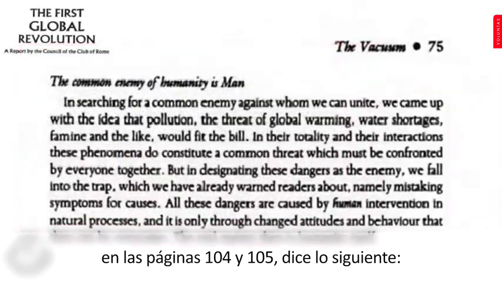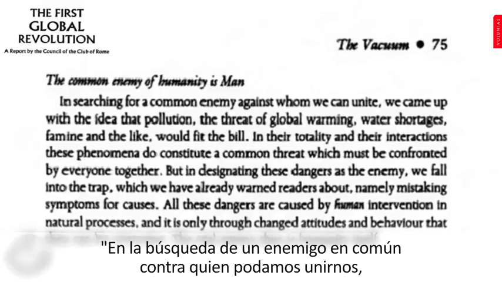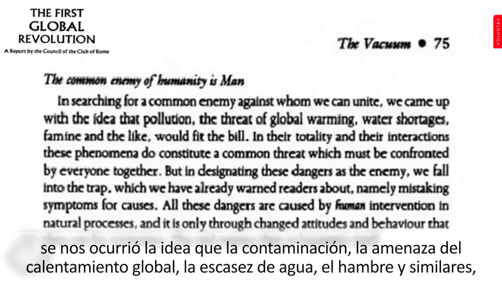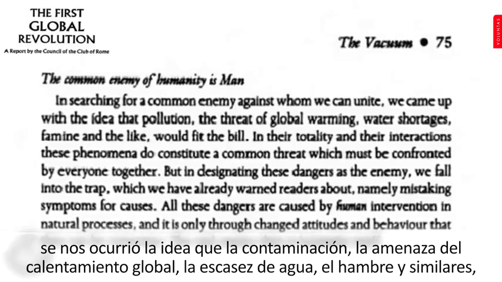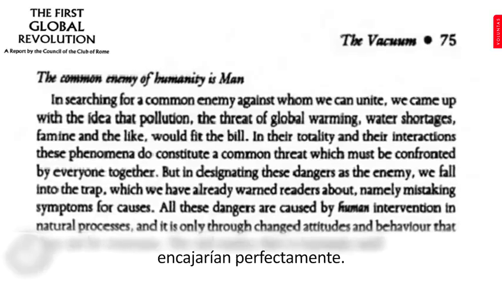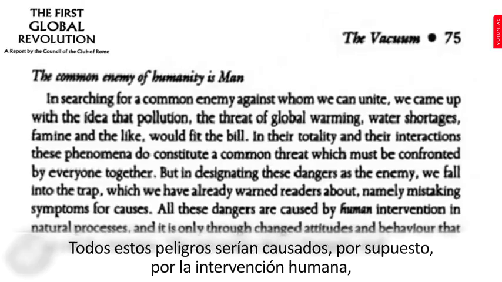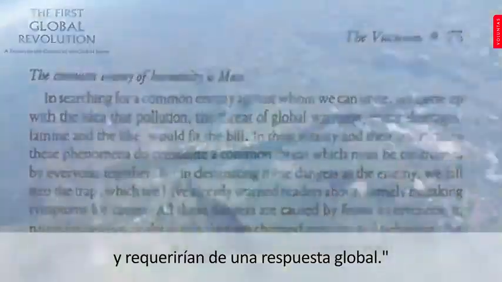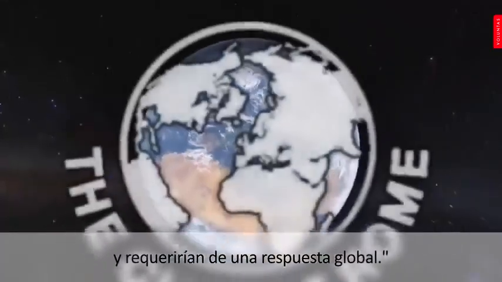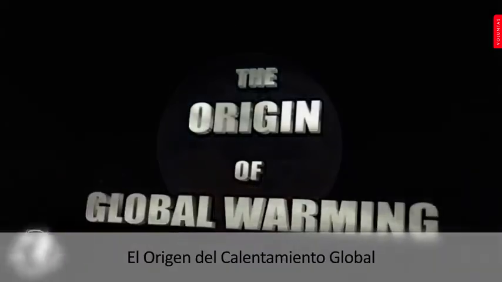In a document called The First Global Revolution, authored by Alexander King and Bertrand Schneider, on pages 104 and 105, it stated, "In searching for a new enemy to unite us, we came up with the idea that pollution, the threat of global warming, water shortages, famine and the like would fit the bill. All these dangers, of course, will be caused by human intervention that will require a global response." That's the origin of global warming, ladies and gentlemen.